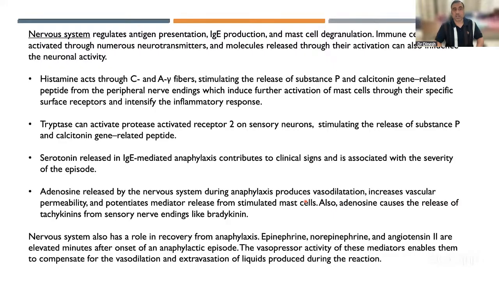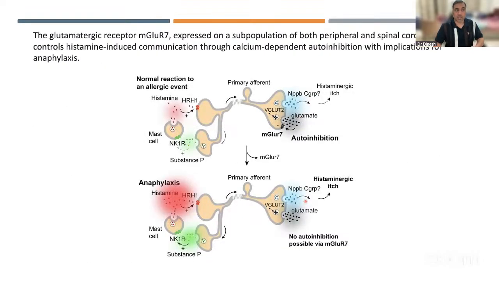Immune cells are activated through neurotransmitters, and molecules released through the activation can also increase the neuronal activity. But one more thing we need to know about the nervous system is that it may have a role in recovery in anaphylaxis, through epinephrine, norepinephrine, and angiotensin 2, which are all vasoconstrictors, and they help to compensate for the vasodilatory effect of most of the mediators. And there was one interesting study where they found that the glutamatergic receptor mGluR7, if present, acts as an auto-inhibition of anaphylaxis, resulting in a normal reaction to an allergic event. Instead, in its absence, it causes severe anaphylaxis. So this is again an interesting study, and further research is needed in this.